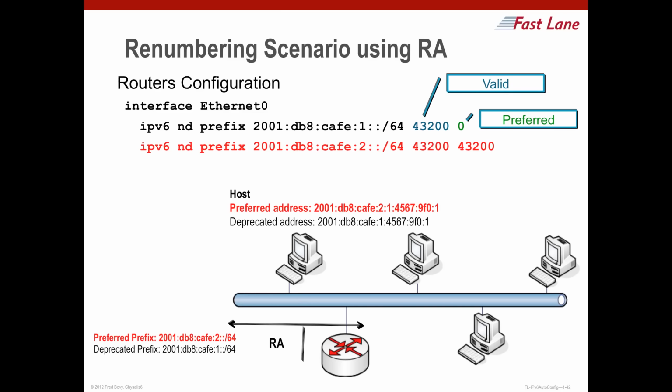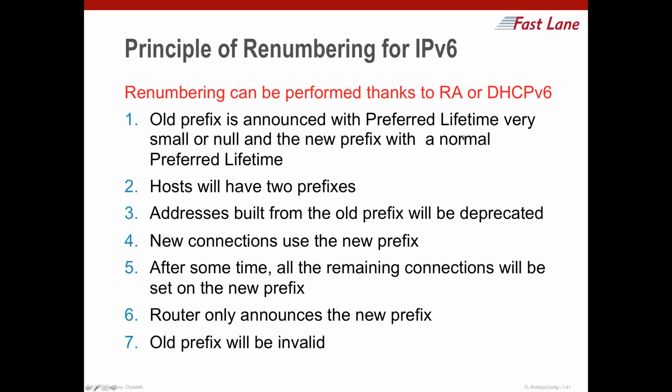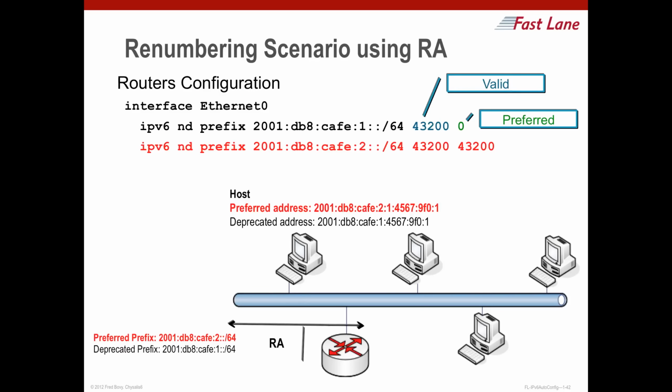So this is how to configure this on a Cisco router. You can set the preferred timer to 0, and if you set the preferred timer to 0, the derived address will immediately reach the deprecated state.